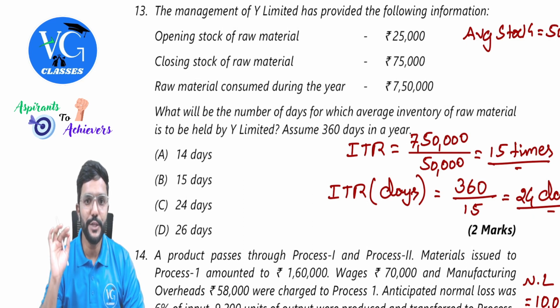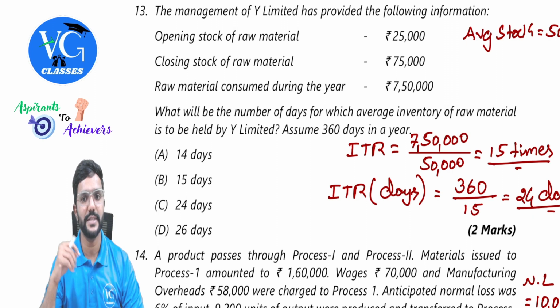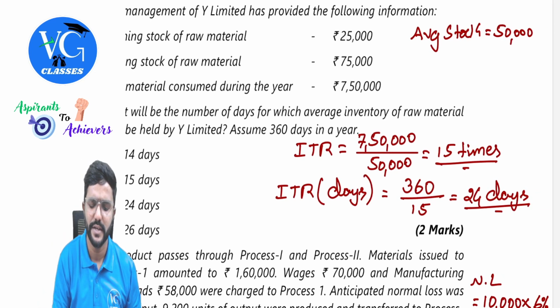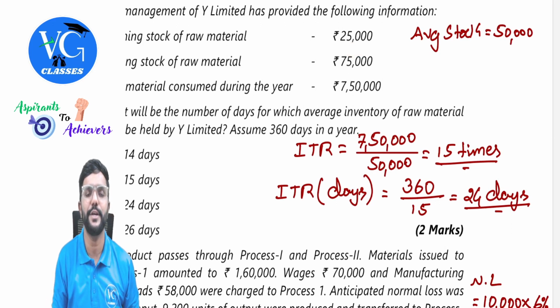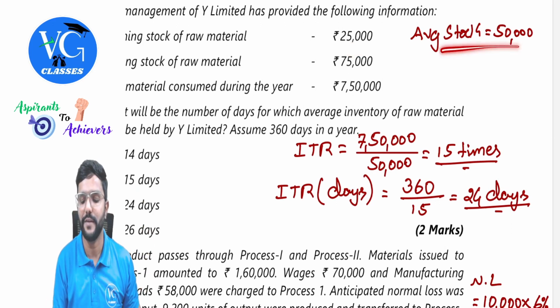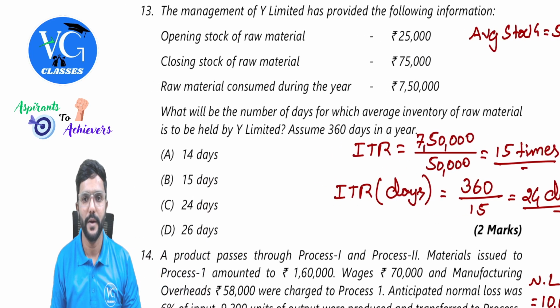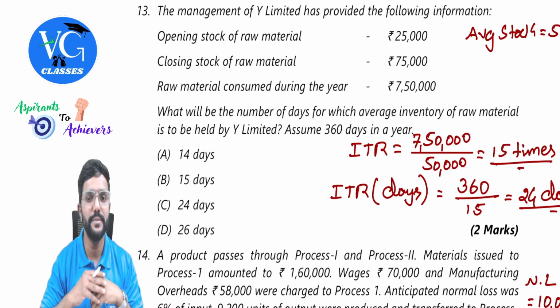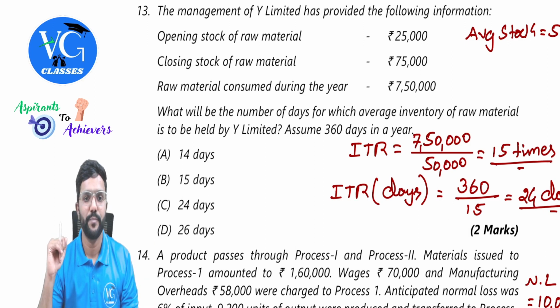The management of Y Limited has provided the following information. Opening stock of raw material is 25,000. Closing stock of raw material is 75,000. Can we calculate average stock? Yes. Add up both, divided by 2. 25,000 plus 75,000, we will get 1 lakh, divided by 2. Average stock is 50,000. Raw material consumed during the year, 7,50,000. What will be the number of days for which average inventory of raw material is to be held by Y Limited? Assume 360 days in a year.